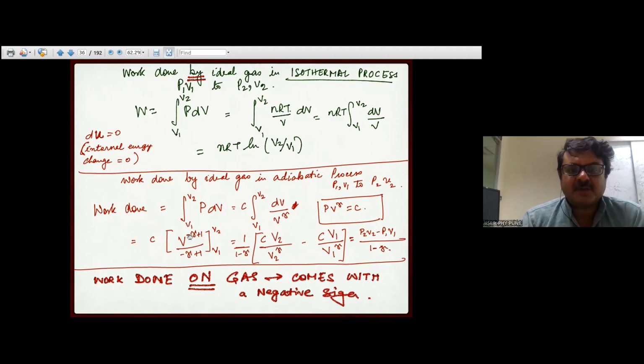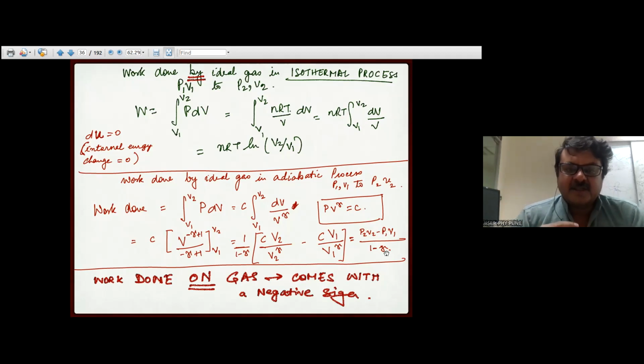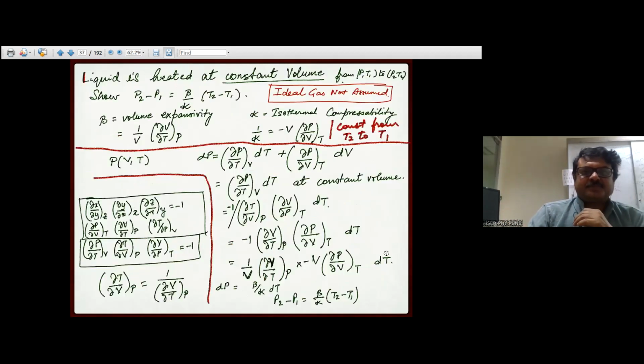you'll get V to the power minus gamma plus 1, and so on. And then you replace your C by pressure, and you're going to get this expression. So this is the work done by the system.